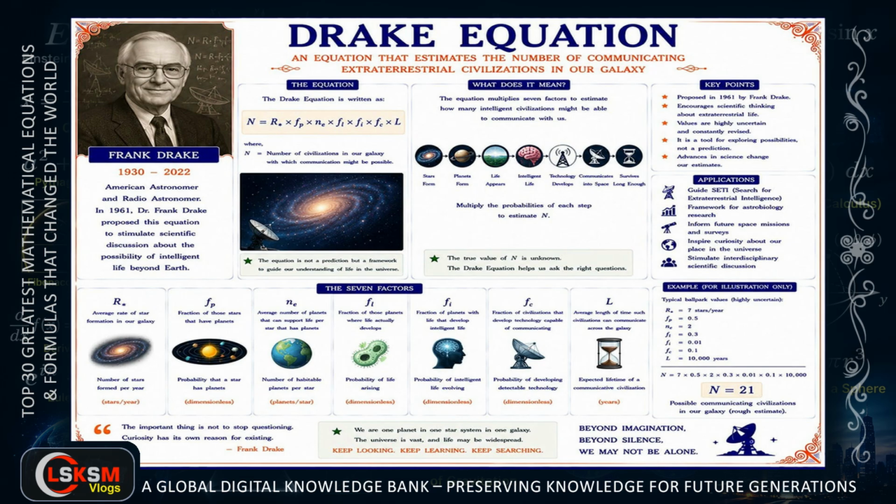Twenty-nine. Drake equation. Person: Frank Drake, 1930 to 2022. The Drake equation estimates the possible number of intelligent civilizations in our galaxy. It remains an influential concept in astronomy and the search for extraterrestrial life.